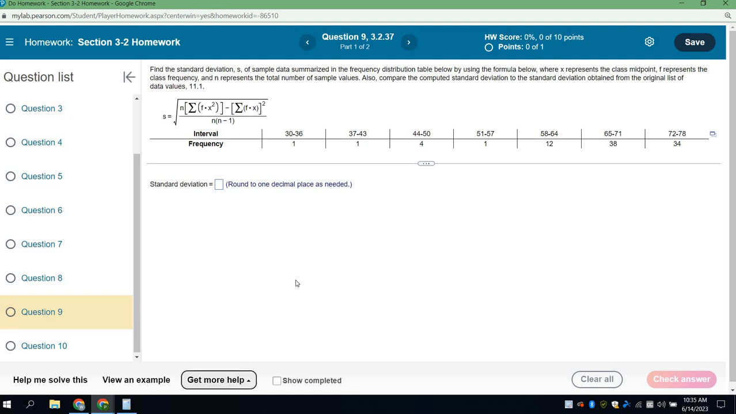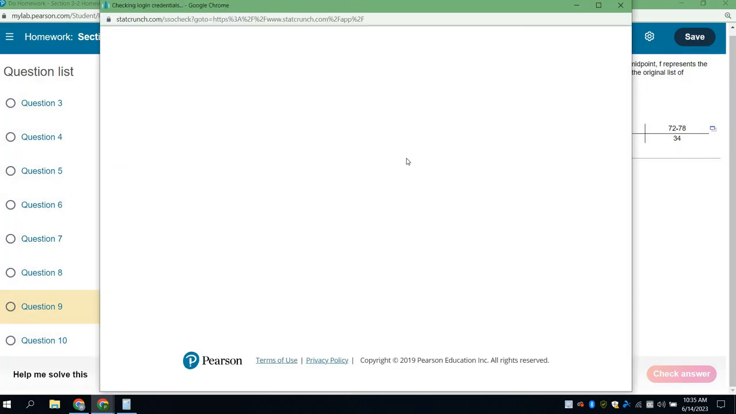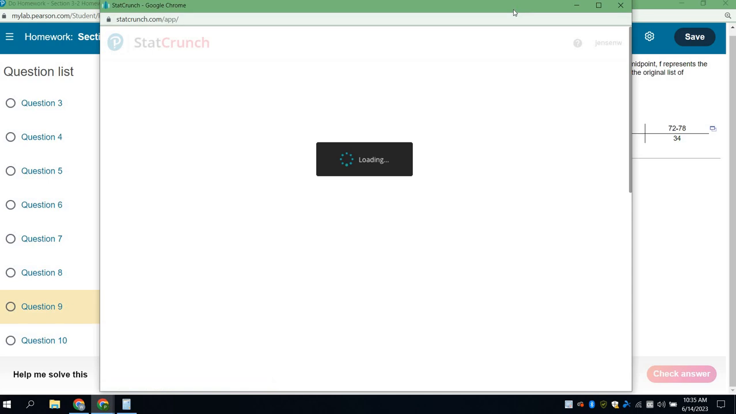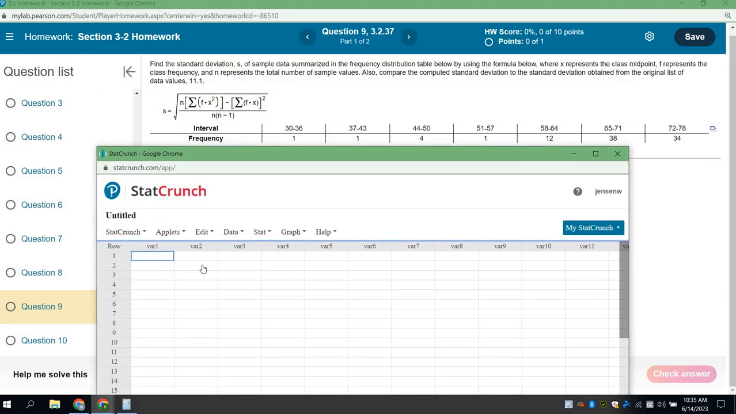I'm going to use StatCrunch to help me out. If you go here and click on StatCrunch, it'll take a second and bring it up. Now, I might have to minimize this a little bit. You're going to put your data in one column. I have values from 30 to 36, but the one value that I'm going to take is 33. I'm going to let that be the representative value. I know that I have a class width of 7, so the next one is 40. Next data value is 47.